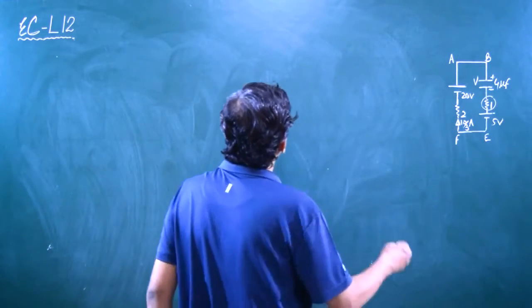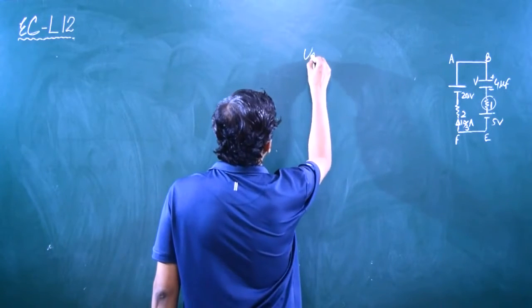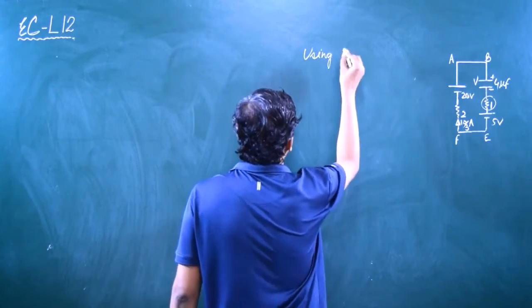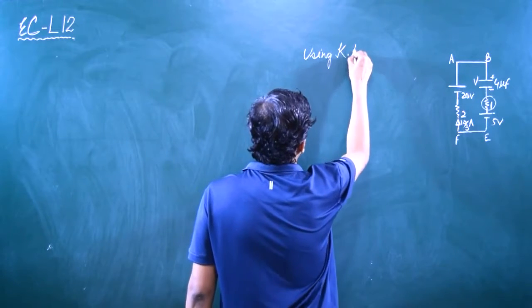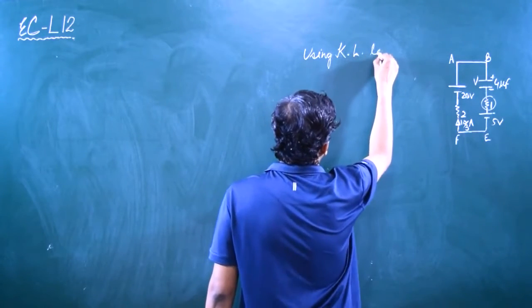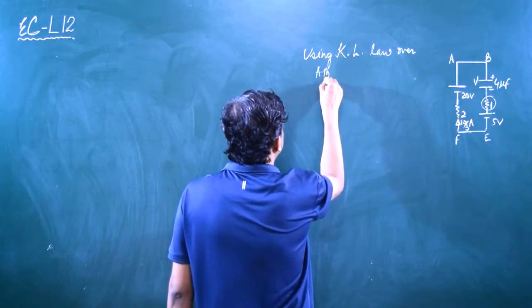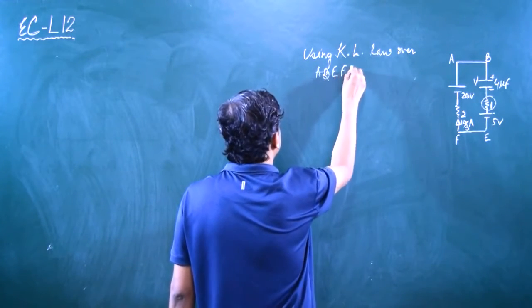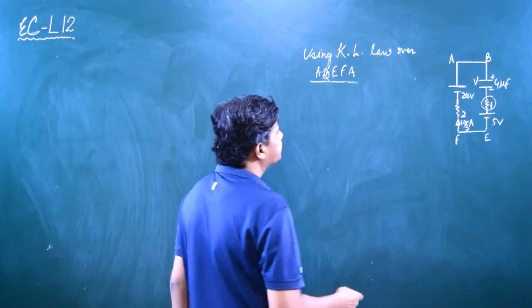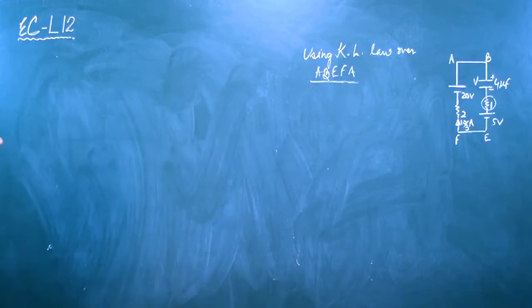Now using Kirchhoff's loop law over AB, EFA. Okay, we use the Kirchhoff's loop law here. To start from A to B we have nothing.